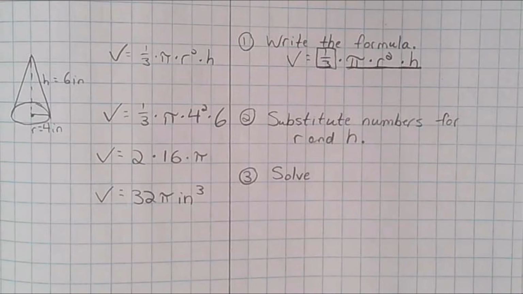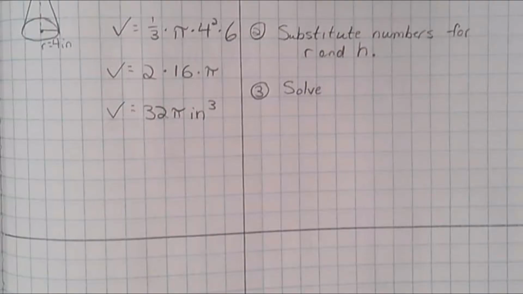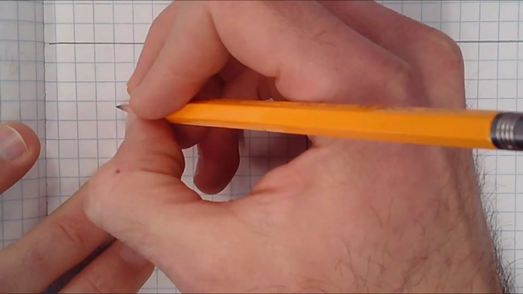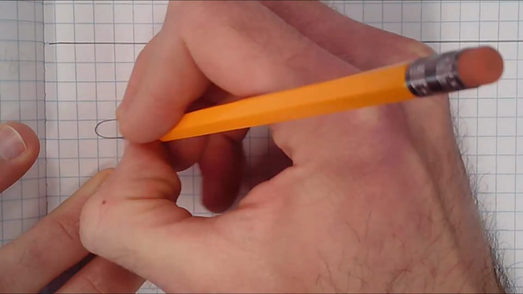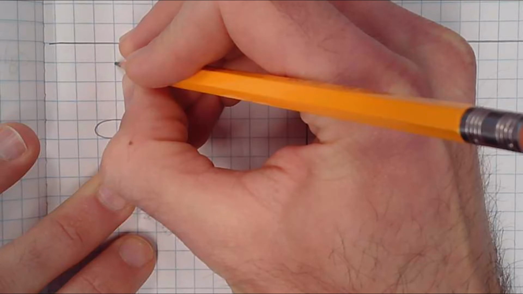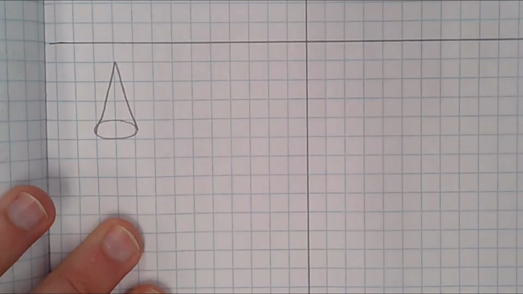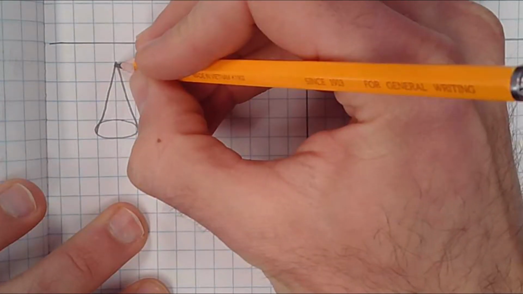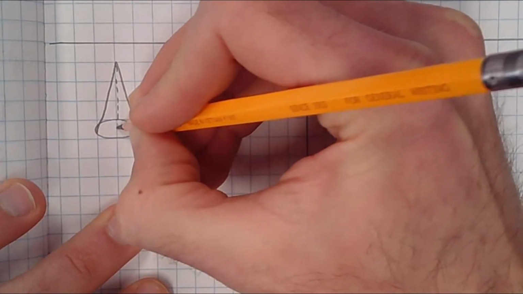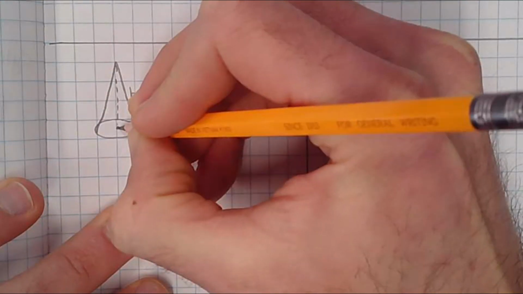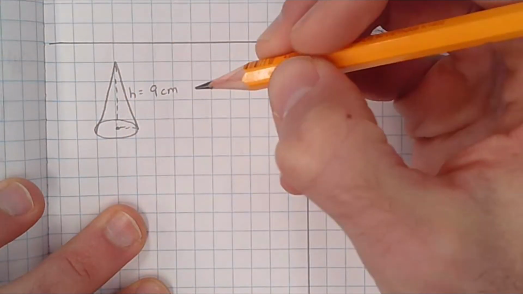Down here in box number 3, slide down to box 3. All right, let's draw a new cone here. Right, so the height of this cone is 9. Let's make it centimeters this time. Our height is 9 centimeters. And let's say our radius is 2 centimeters.